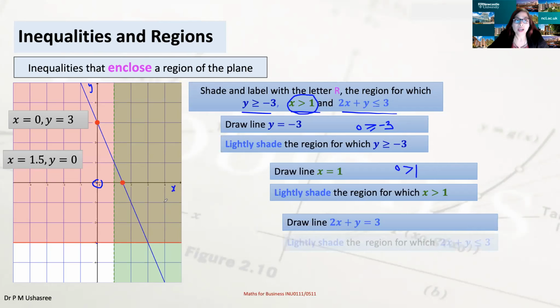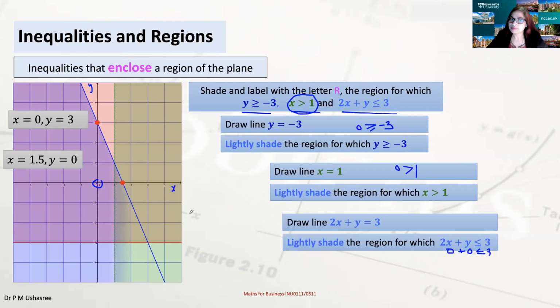Okay, so now you have to find which region satisfies this. So put the origin value again. So you get 0 plus 0 is less than or equal to 3. Yes, it is true, isn't it? And then shade that region. So that is your region which satisfies the inequality.